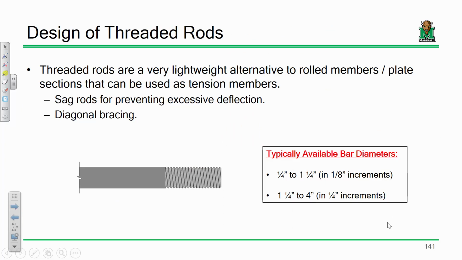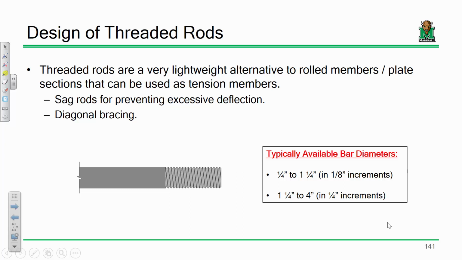Okay, so what I want to do today is talk about the threaded rod design. There's nothing wrong with the threaded rod. They're still perfectly viable tension members. In fact, they're probably some of the most efficient tension members that you find in structural systems, as they serve to tension a structure together and serve to brace it under lateral events. They can be used for diagonal bracing. They can also be used as sort of sag rods to prevent excessive deflection.